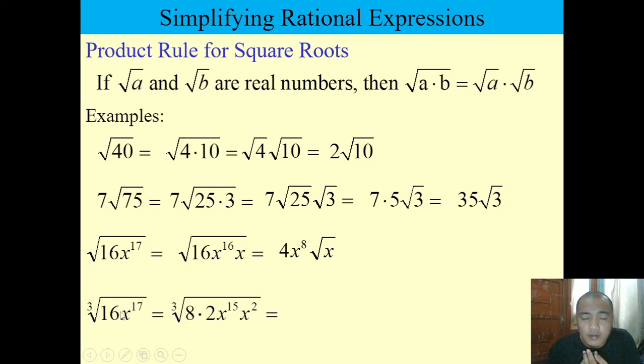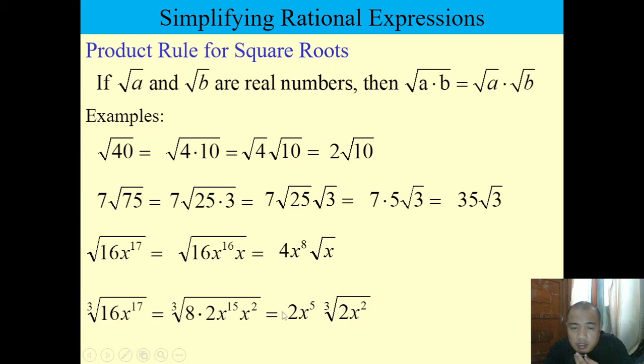Okay, factor 16: 8 times 2. Factor 17 such that one of the exponents must be divisible by 3, which are 15 and 2. Cube root of 8 is 2. Cube root of x to the 15 is x to the 5th.